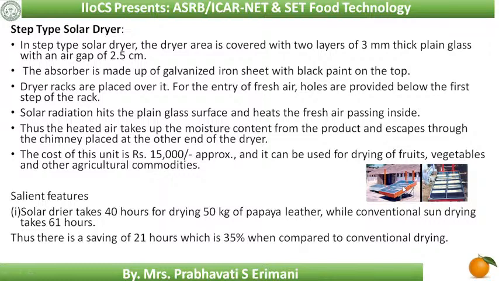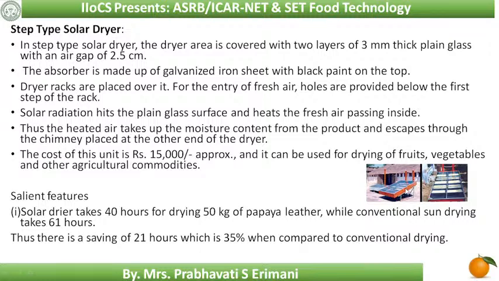For the entry of fresh air, the holes are provided below the first step of the rack. The first step will be there, no? So below that rack the holes are provided, and solar radiation hits the plain glass. So solar radiation will be hitting the plain glass and heats the fresh air passing inside. Thus the heated air takes up the moisture content from the product and escapes through the chimney. Here you can see the chimneys. So through that the heated air will take the moisture content and escape through the chimney. This is the other end of the dryer.